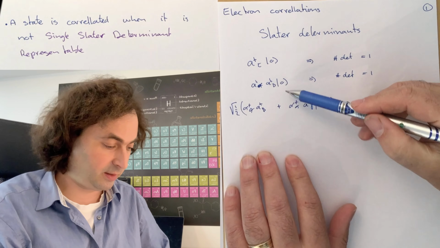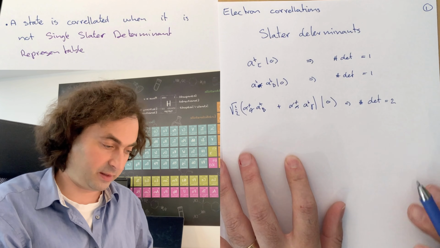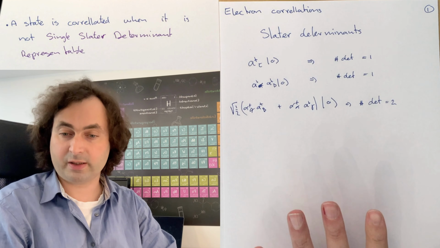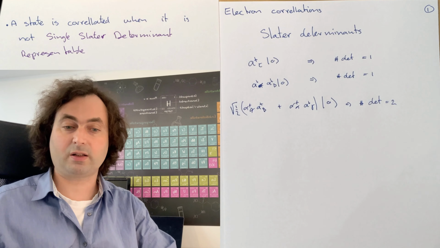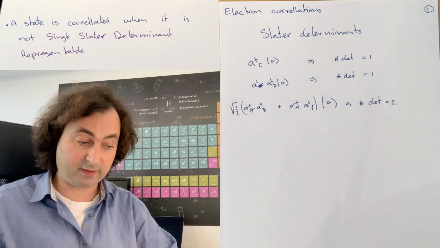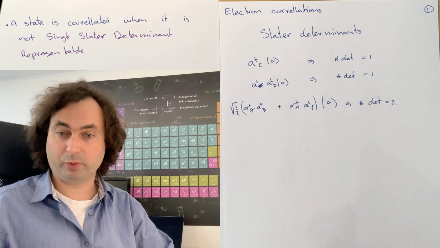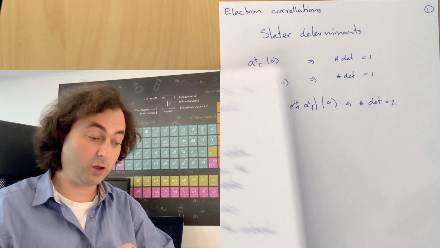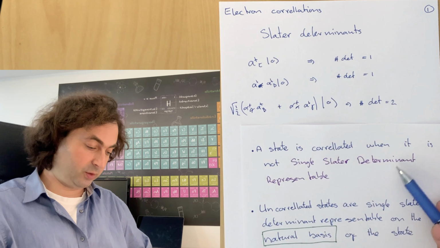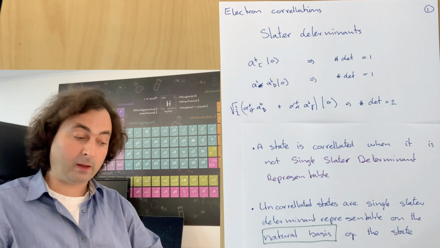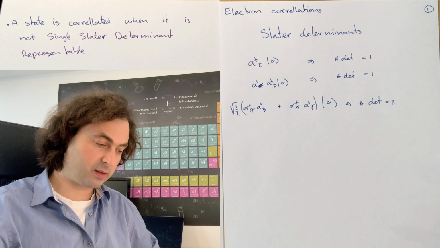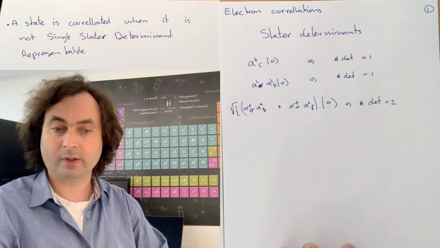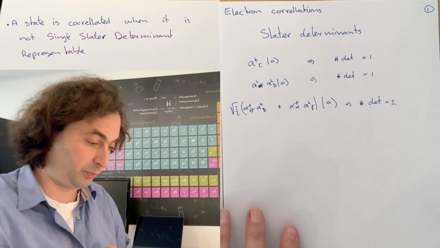So can we now say that this state is uncorrelated and this state is correlated? And for that we have to realize that we do not say that states are correlated when they are represented by more than one determinant, but we make the statement that a state is correlated when it is not single Slater determinant representable. So the question that we should ask ourselves is, is there a way that we can rewrite this state such that it is a single Slater determinant?